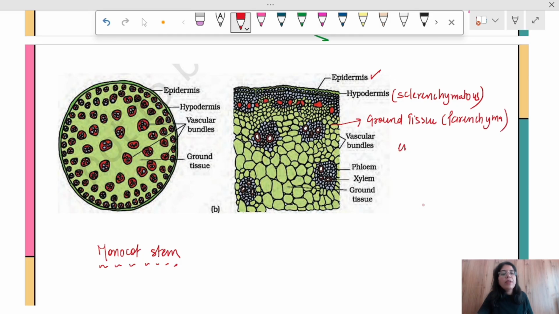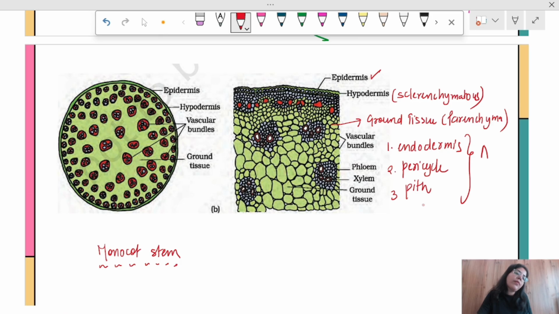Okay, always remember, in the monocot stem, endodermis, pericycle, pith, all these three things are absent. You don't have endodermis, you don't have pericycle, you don't have pith, right?